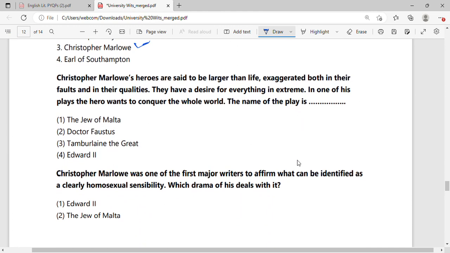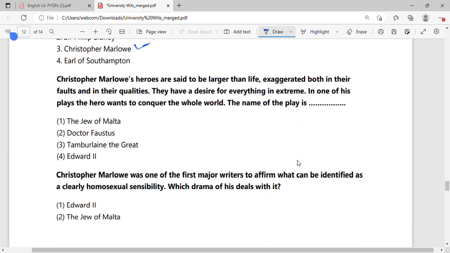Now another question. Christopher Marlowe's heroes are said to be larger than life, exaggerated both in their faults and in their qualities. They have a desire for everything in extreme. In one of his plays, the hero wants to conquer the whole world. Obviously, you got it. Who was crazy after power? Who wanted to gain the power? Tamburlaine, right? It was Tamburlaine. So the answer is 3 here.